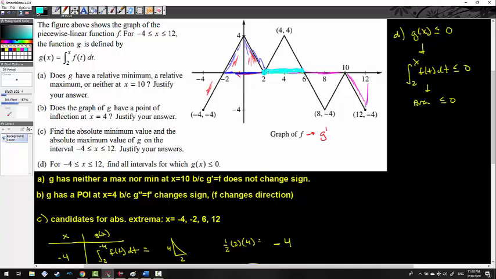Well, what if I go from 2 to 8? From 2 to 8, I get all this positive space, and then from 6 to 8 is some of this negative space. But that negative space is not strong enough to knock out this positive space of this massive triangle. So from 2 to 8, I'm still positive. So again, I have not met the requirement of the area being less than or equal to 0.